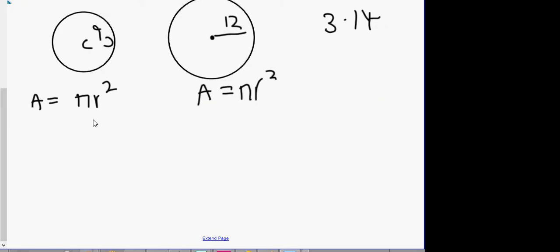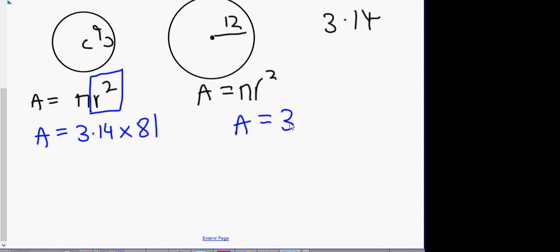So first of all, do 3.14 multiplied by 12 by 12, as you said, radius squared, but in this case it's 9 by 9, which is 81. The other one is 12 by 12. What's 12 by 12? 144. Good man. So we have two separate sums here.